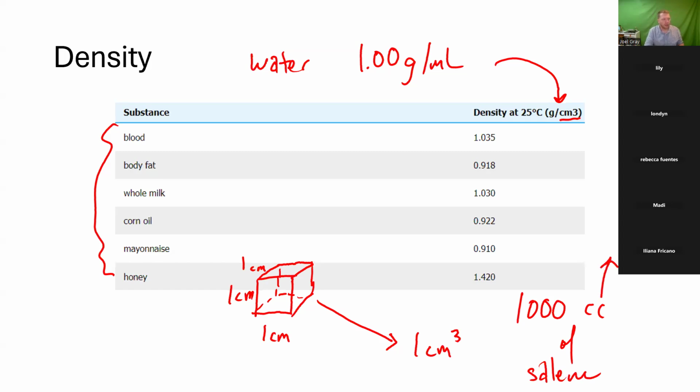cc is the same as cubic centimeter. Or that is the same as 1 centimeter cubed. So this is a volume. So 1 centimeter cubed is the same as 1 milliliter.